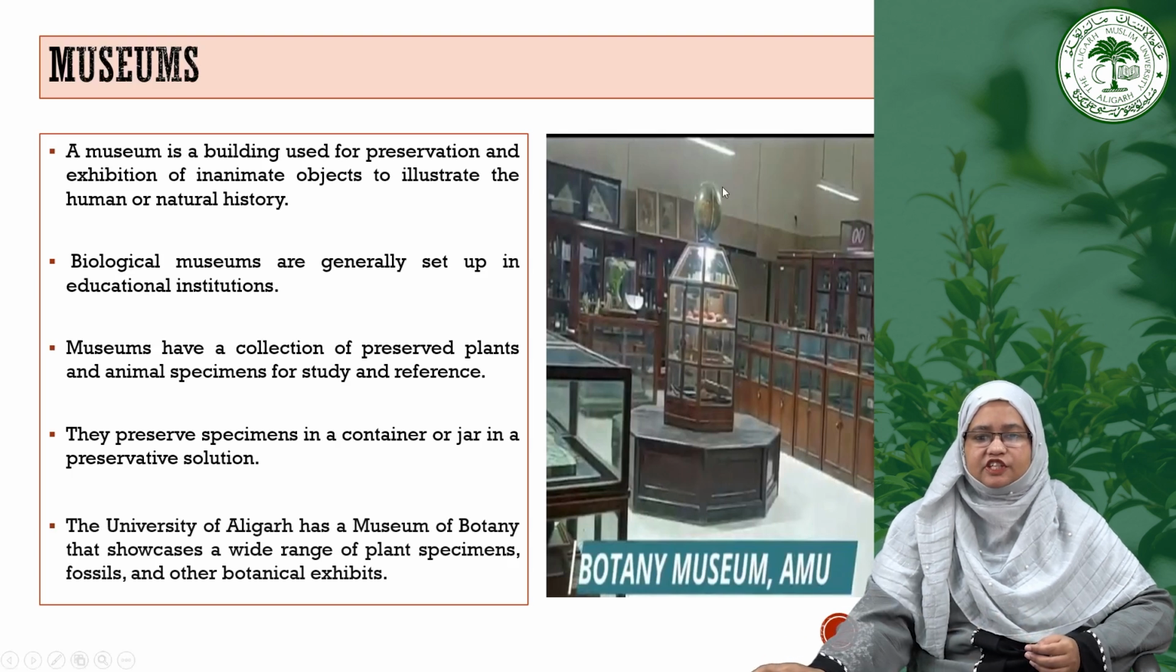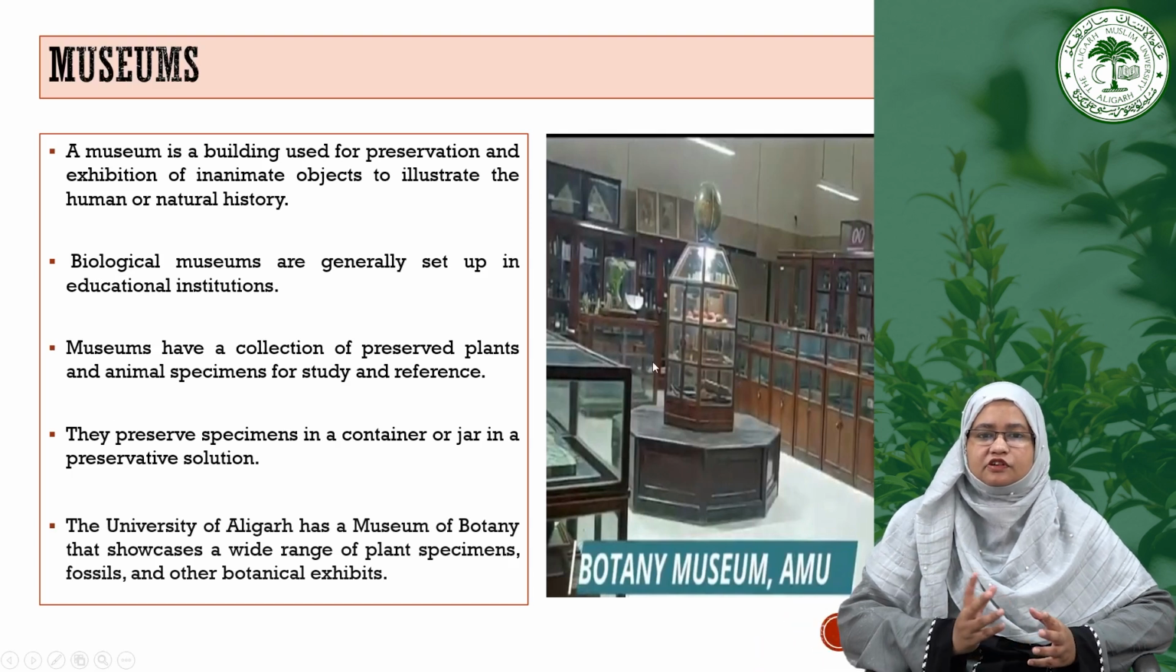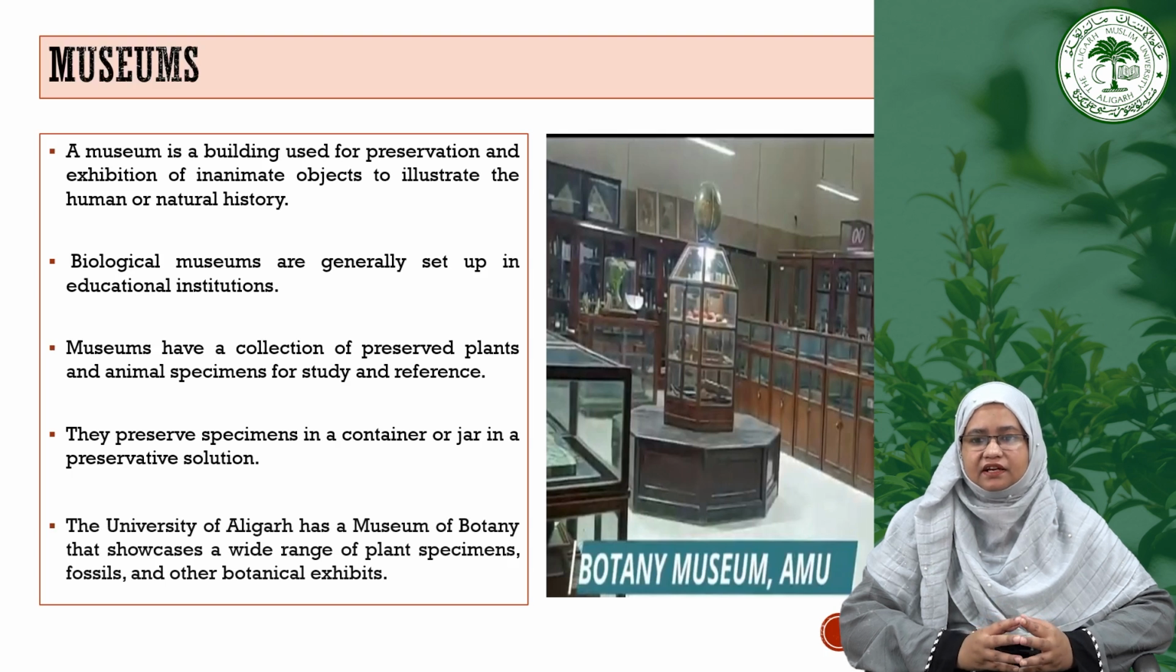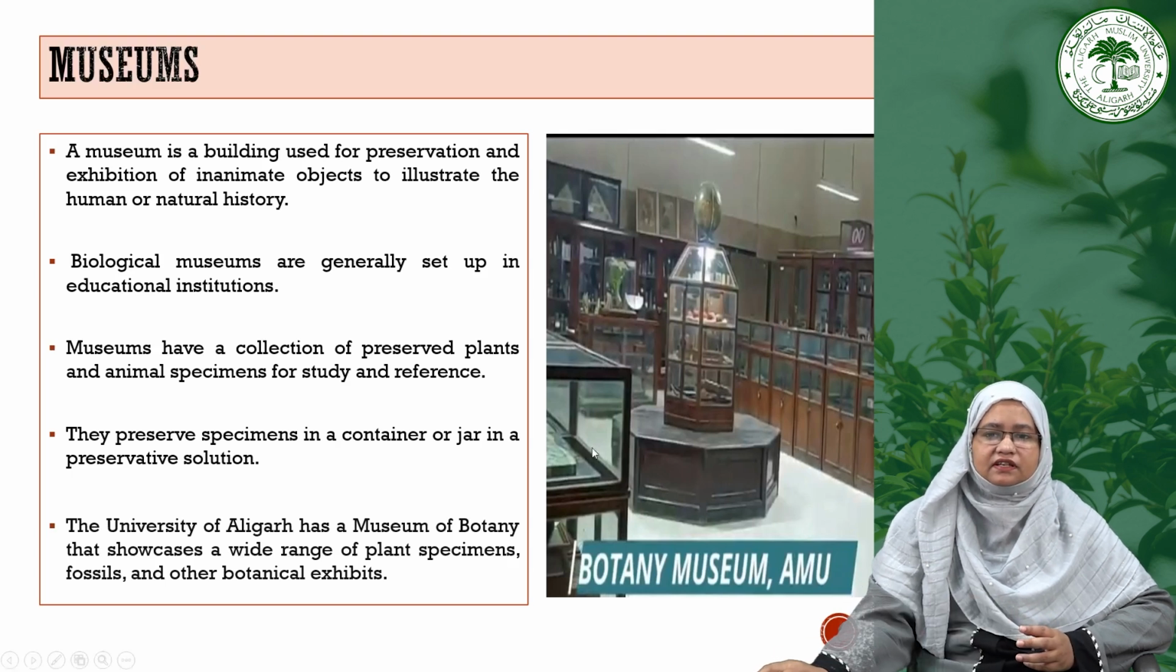As you can see in this image, this is the Botany Museum at Aligarh Muslim University. Here a number of plants are preserved. So museums have a collection of preserved plant and animal specimens for study and reference. Here you can see a number of plants, like fruits. There is also a presence of models of different types of plants in this particular museum.